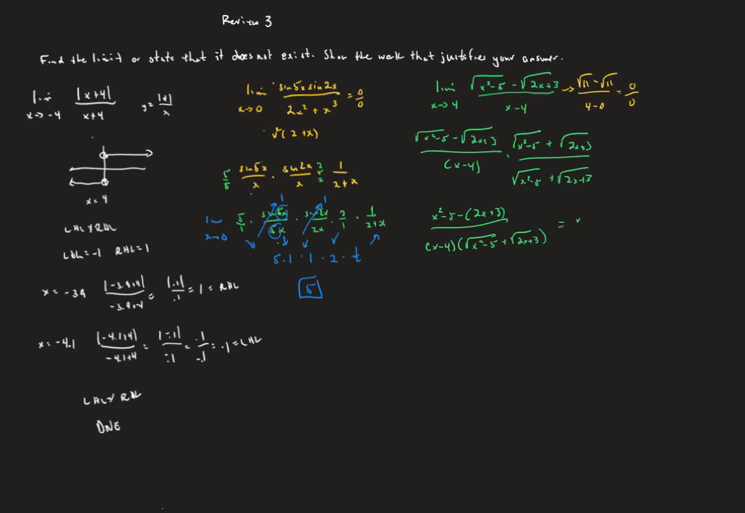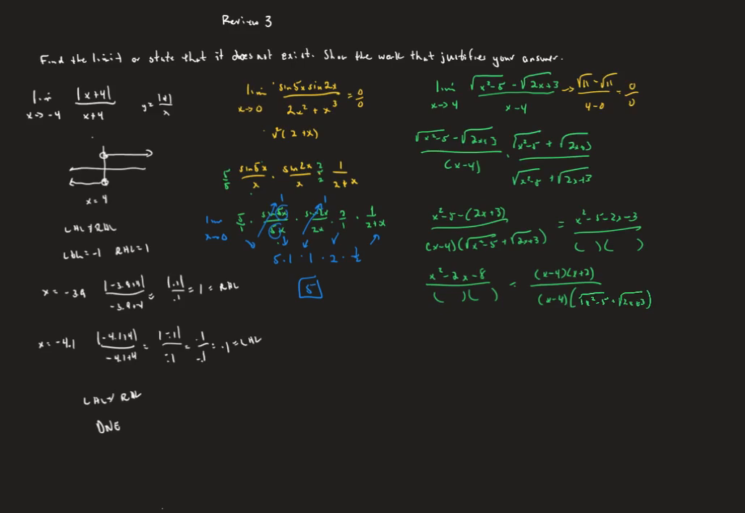So in the numerator, we get x squared minus 5 minus 2x minus 3. I'm just going to leave that denominator as it is. So in the numerator, we're going to get x squared minus 2x minus 8. Still got that same stuff down there. This is good news because now that numerator is going to factor into x minus 4, x plus 2. We have the x minus 4 that's been patiently waiting its turn down in the denominator, and we still have that square root of x squared minus 5 plus the square root of 2x plus 3.